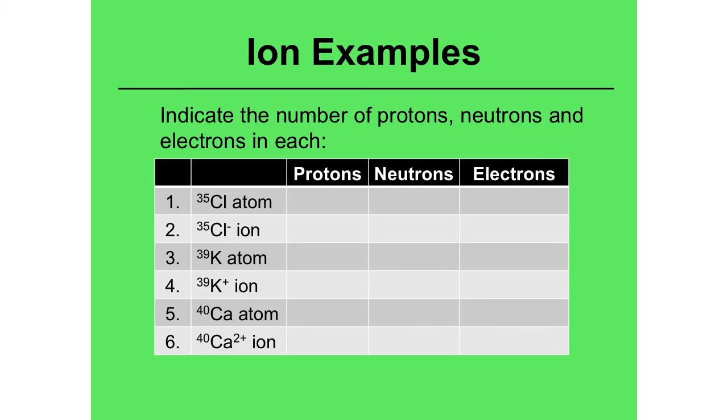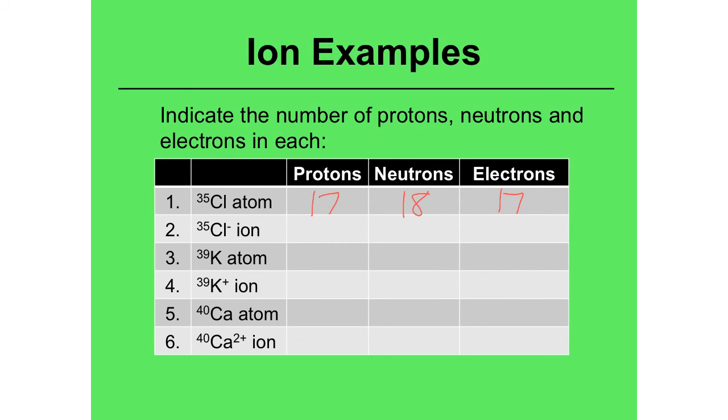All right, lastly, we just have a couple of examples to work through. So our first one is chlorine, and chlorine with a mass of 35, and it's the atom, which means that we don't have a charge, so it's neutral, so you'll have an equal number of protons and electrons. So chlorine's atomic number is 17. If it has no charge, it must also have 17 electrons. Since the mass is 35, the neutrons must be 18 because protons plus neutrons equals the mass.